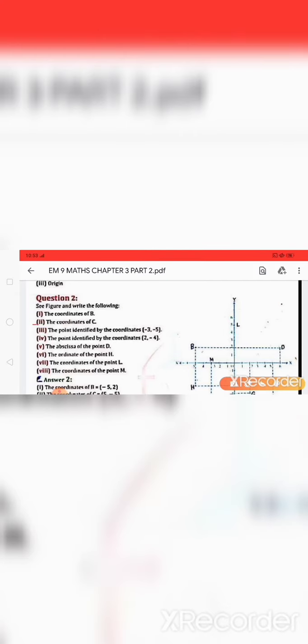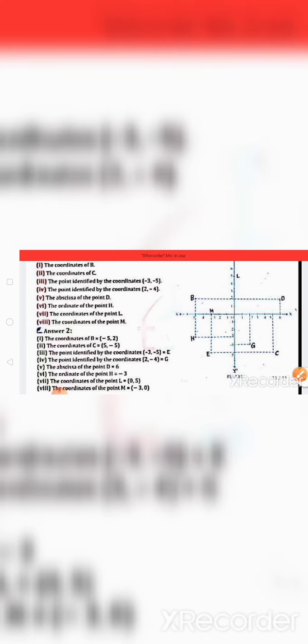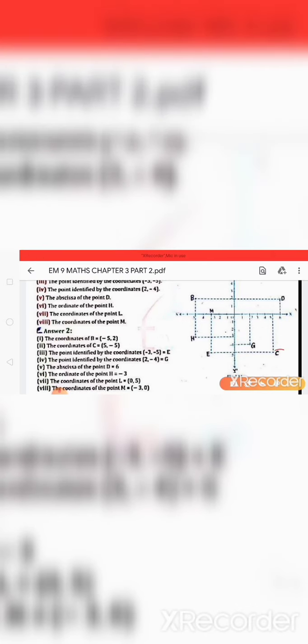So in the solution we write the coordinates of B as (-5, 2). Next, second, the coordinate of C. First we find where our point C is. Our point C is in the fourth quadrant, and we have to write the coordinate of point C.